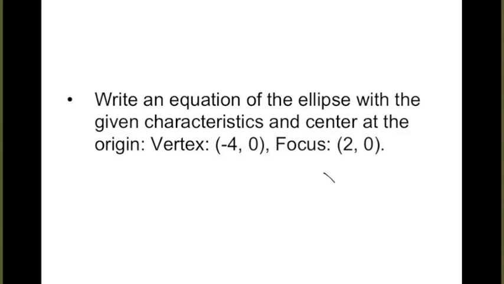This one has to write an equation again. So we're going to have x squared over something plus y squared over something equals 1. Our vertex has a number in the x part of the point. So we're going to put that into the x part of the equation. But when it goes into the equation, it's going to go in as 16.